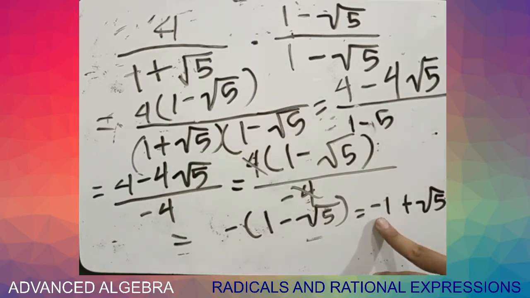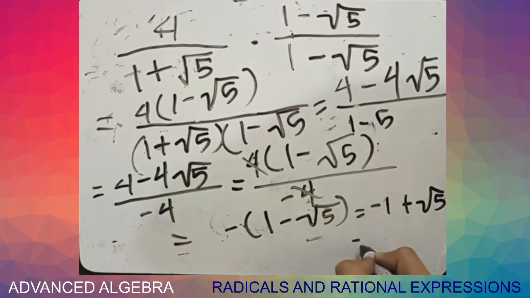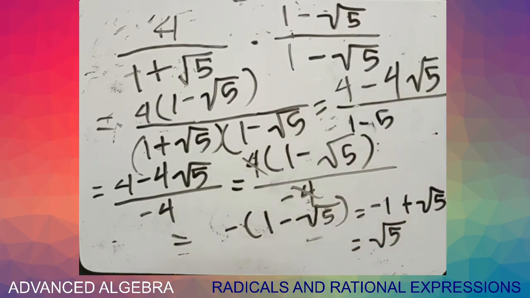Di ba, negative times 1, negative 1. Negative times negative is positive. Tapos the square root of 5. So, pagbaliktad natin siya ng pwesto, according sa mga rule natin, yung negative natin nililipat natin sa hulihan, minus. Pero parehas lang naman yung sagot na yan. Kung ang sagot niya ay negative 1 plus the square root of 5, tama. Kapag ang sagot niya ay the square root of 5 minus 1, tama pa din. Okay, parehas lang yan.